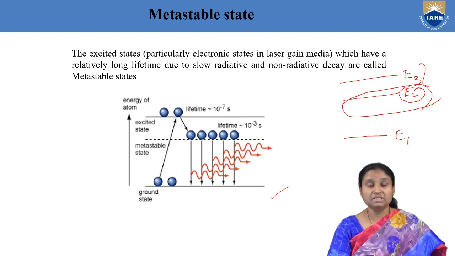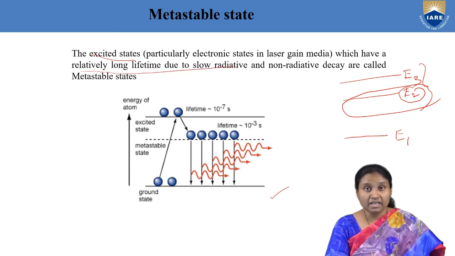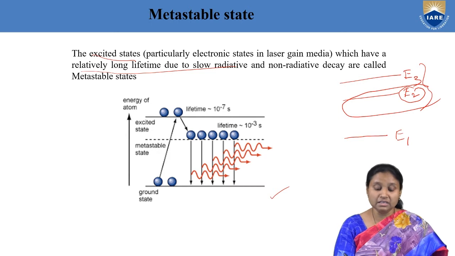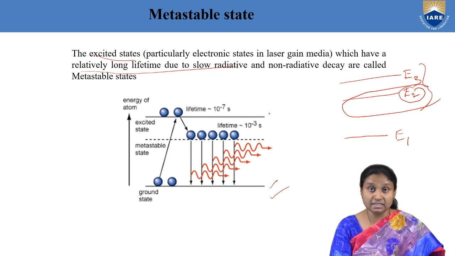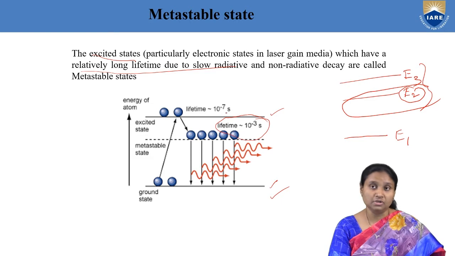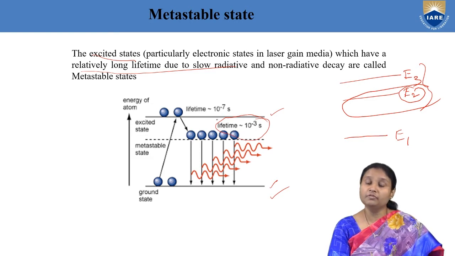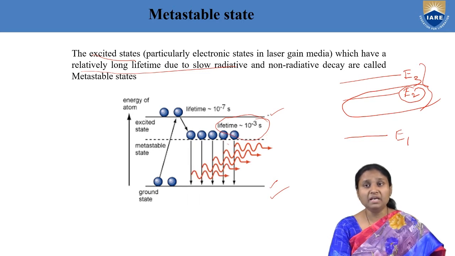So what is a metastable state? A metastable state is an excited state which has a long lifetime. If you look at the figure in our slide, this is our ground state and here we have two excited states. The higher excited state has a lifetime of 10 to the power of minus 7 seconds, whereas the other excited state has a lifetime of 10 to the power of minus 3 seconds. 10 to the power of minus 3 is larger than 10 to the power of minus 7. So this particular state is our metastable state. It means that its lifetime is very large. What do you mean by having a large lifetime?